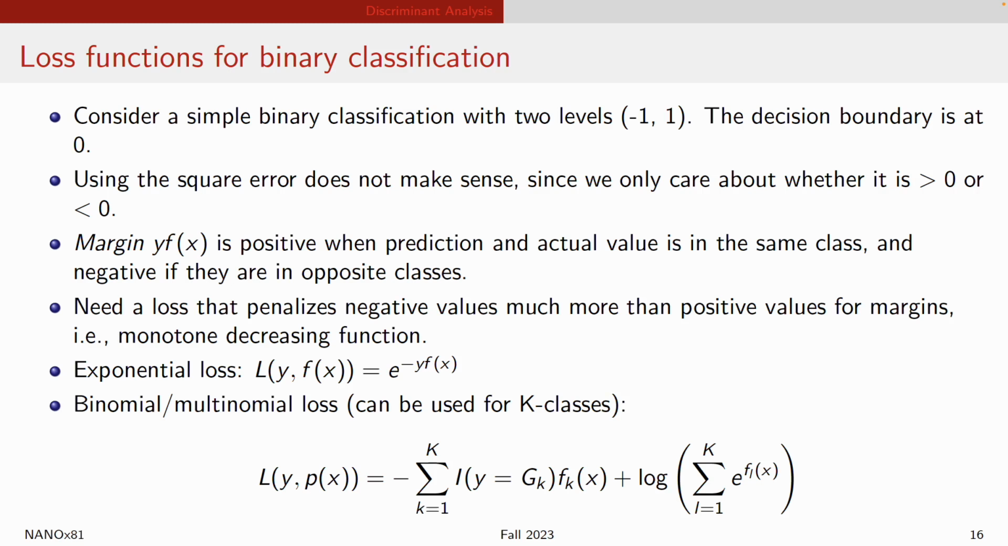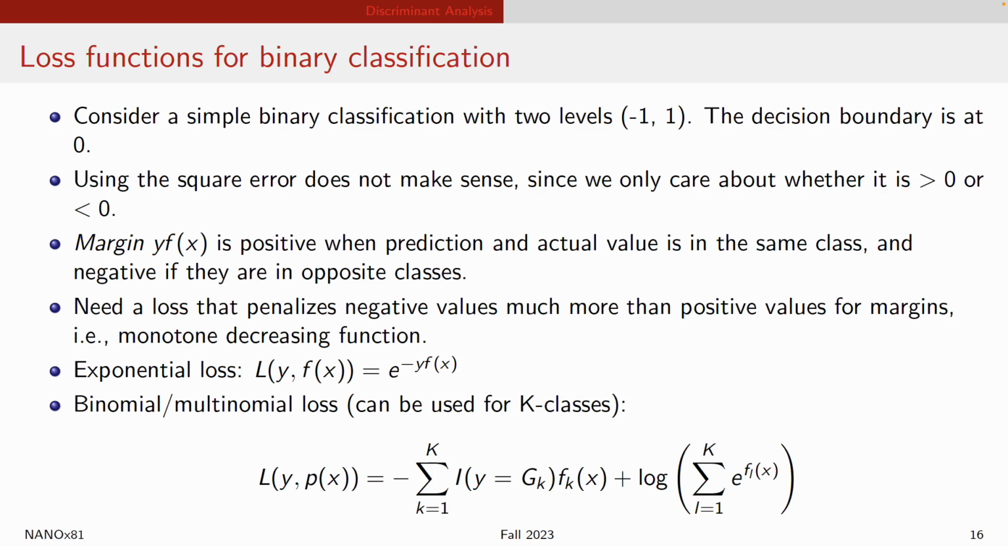Let's consider a very simple example. We only have a binary classification with two levels, either -1 or 1. The decision boundary about whether to put it in the -1 class or the 1 class is essentially at 0. If my prediction of the value is less than 0, I will consider it as in the negative class. If it is above 0, I consider it in the positive class, right?